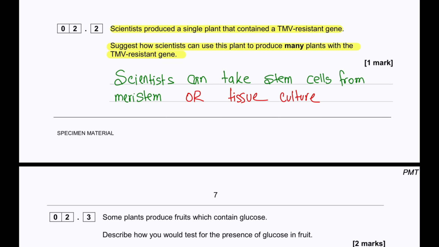So guys, writing the part, scientists can take stem cells from the meristem, or the scientist can use tissue culture. Both of them, you can write any one of them, score the full marks.